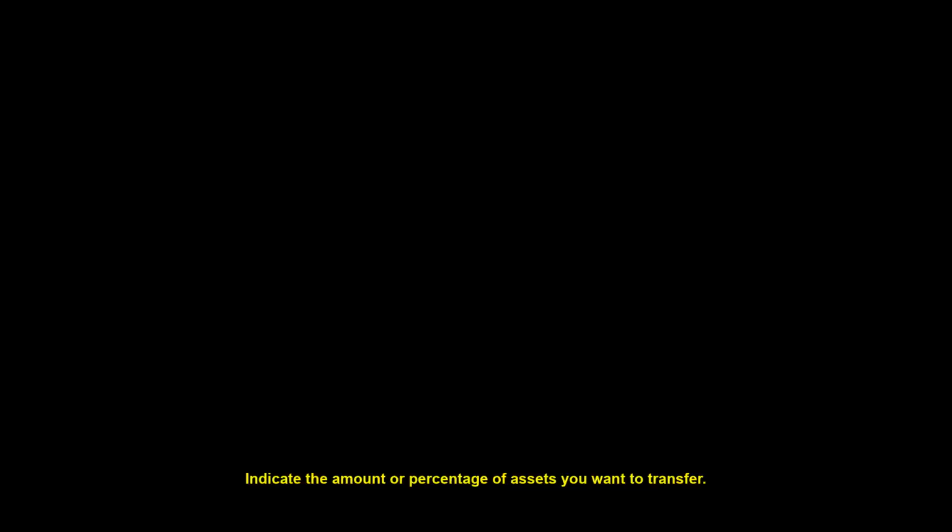Indicate the amount or percentage of assets you want to transfer. Fidelity may ask you for additional information, such as your Social Security number or other identification details. Review all entered information to ensure it is accurate to prevent delays. Submit the transfer request through the Fidelity platform. You will receive a confirmation email or message regarding your transfer request.